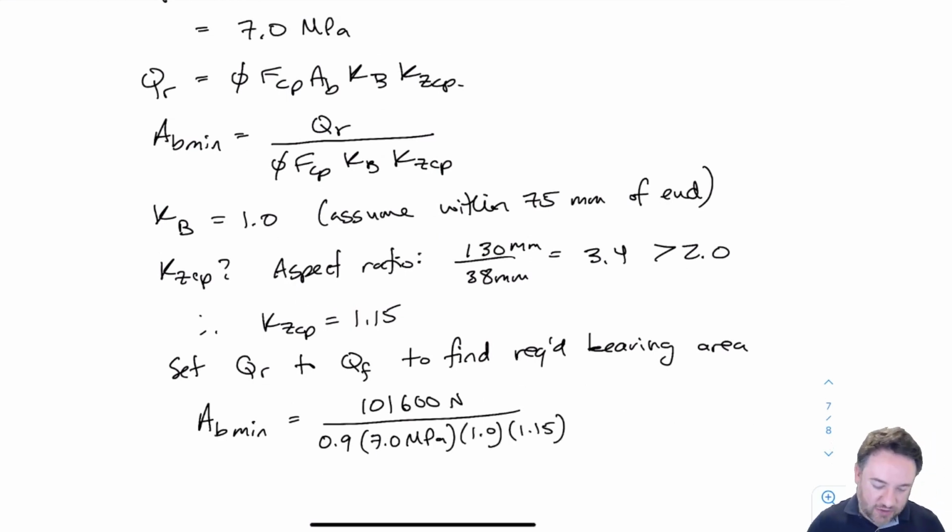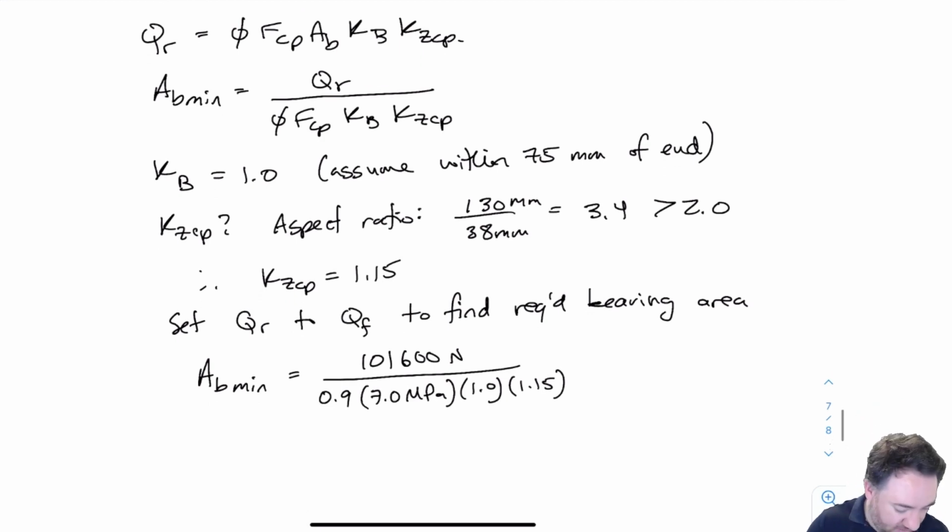Okay, so if I sub in all those things, I'm going to keep track of the units explicitly this time, just to give you another example of how it works. So I have 101,600 newtons on the top, which was 101.6 kilonewtons, our applied load. On the bottom, I have 5.9 FCP, 7.0 MPa, which remember is newtons per millimeter squared, times 1.0 for KB times 1.15 for KZCP. So newtons divided by newtons per millimeter squared is going to give me millimeters squared. So that is very good.